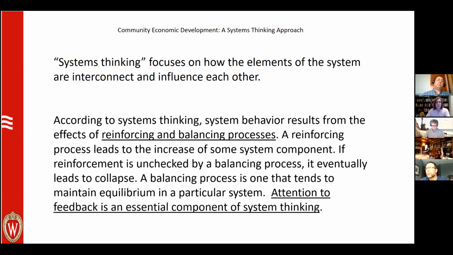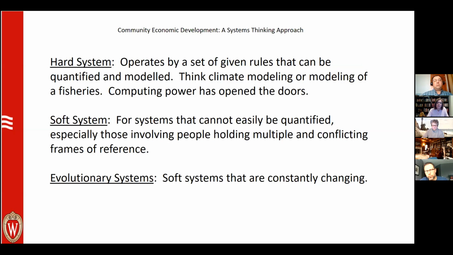How are these systems reinforcing each other? How are they balancing each other? And attention to feedback: if you tweak one part of the local community, it's going to affect other parts. You have to keep that in mind. And there are 3 ways to do it.